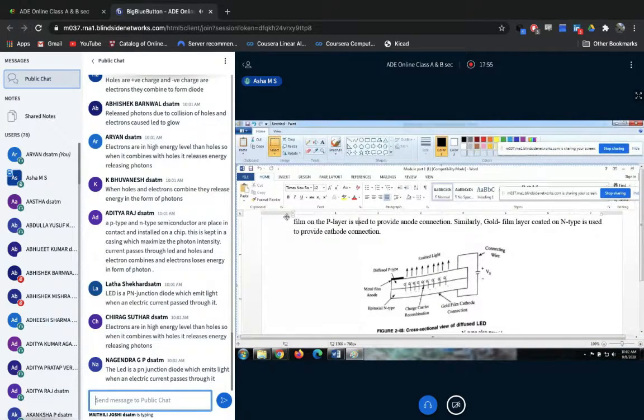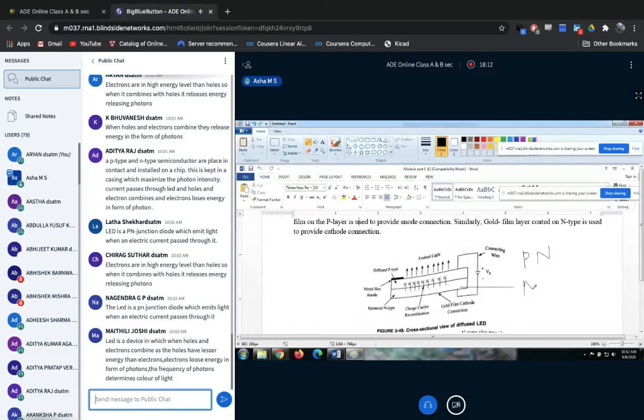Here, coming to the construction part, it's a P-N diode, right? So we need a P-type material and an N-type material. Here you can see the N-type material, and above this N-type material you have a P-type material. As most of your friends have answered, above the N-type material we are going to use the P-type material.